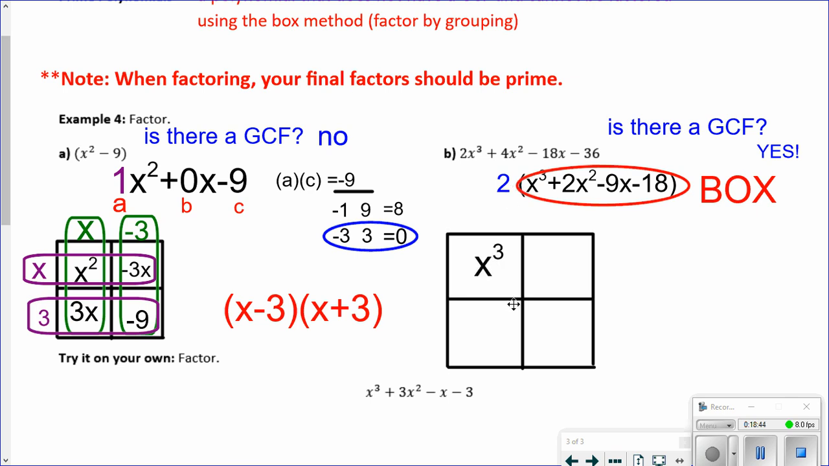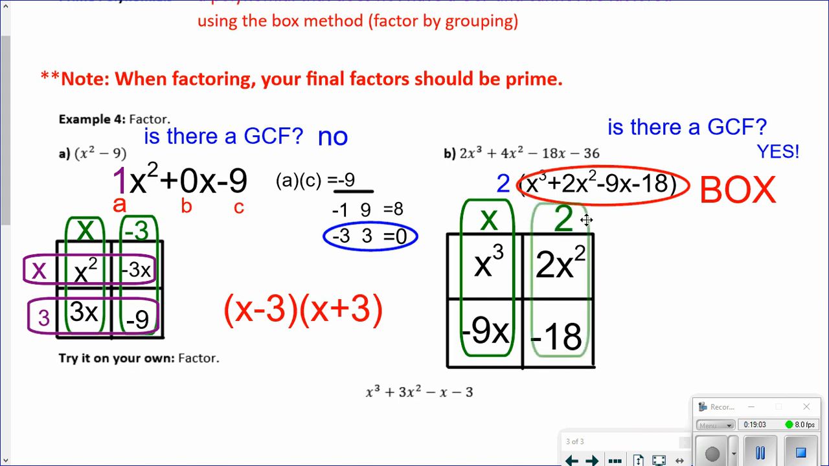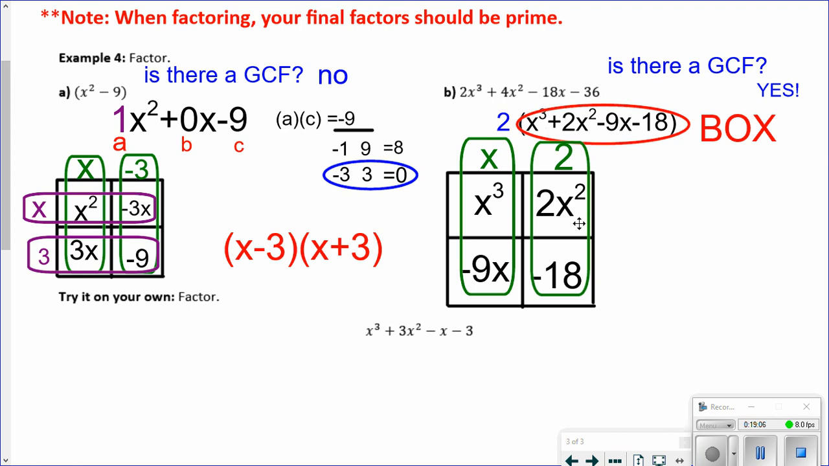First term, x cubed. Second is 2x squared. Then -9x and -18. Now I can do GCF. So x cubed and -9x, I can take out an x. 2x squared and -18, I can divide them both by 2. X cubed and 2x squared, well, they both have 2 x's to give, so I can take out x squared. And -9x minus 18, I can divide them both by -9, and that's my GCF. So now I can write it out.